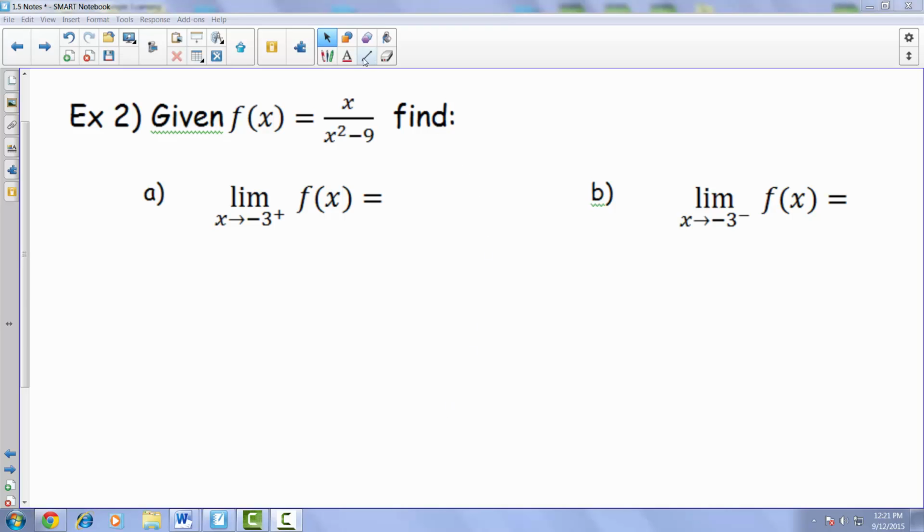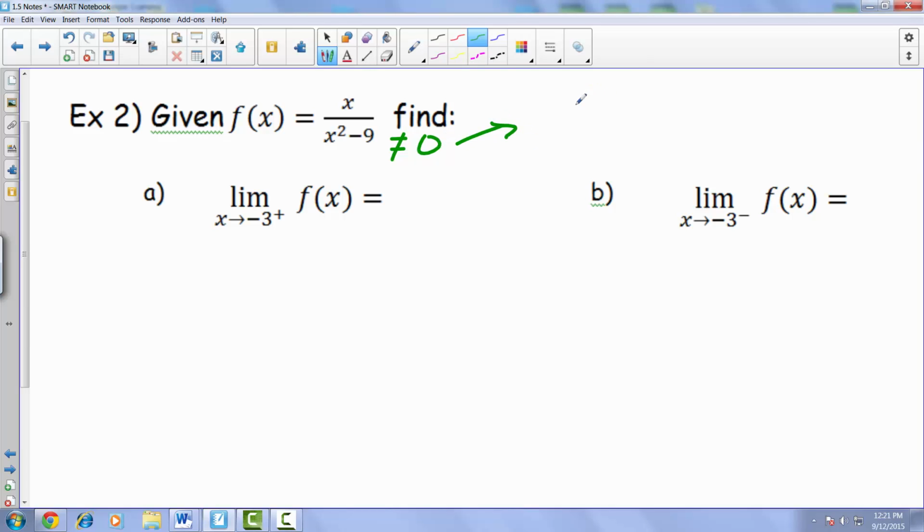Here we are looking at example 2 from our 1.5 set of notes. Now we're asked, given this following function, x divided by x squared minus 9, we're looking at the one-sided limit, specifically at what's happening at -3. Now this leads us to conclude that there might be something happening there, maybe like a hole or vertical asymptote. So let's go ahead and just solve where this bottom is not equal to 0 and see what's going on.